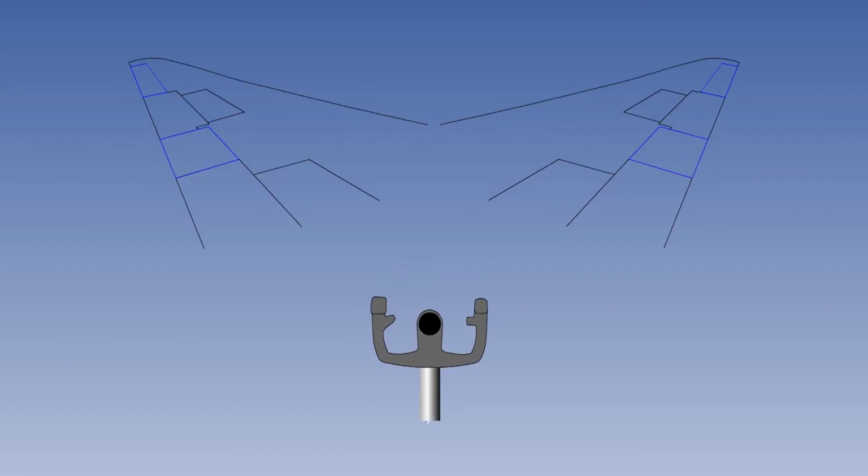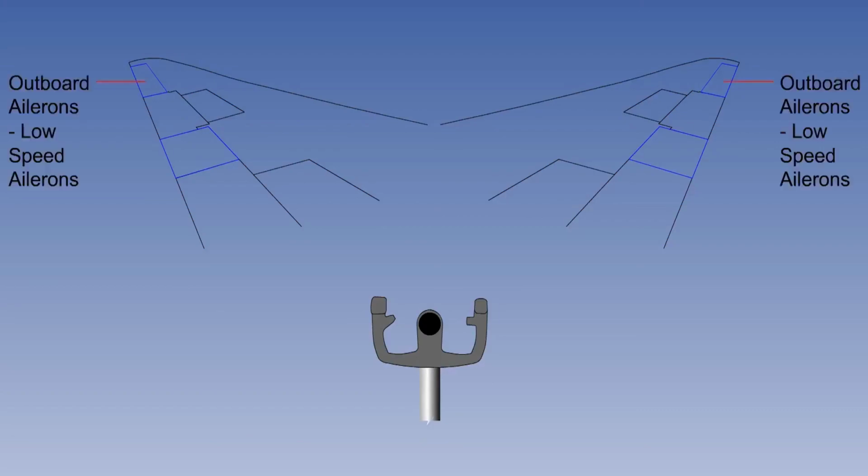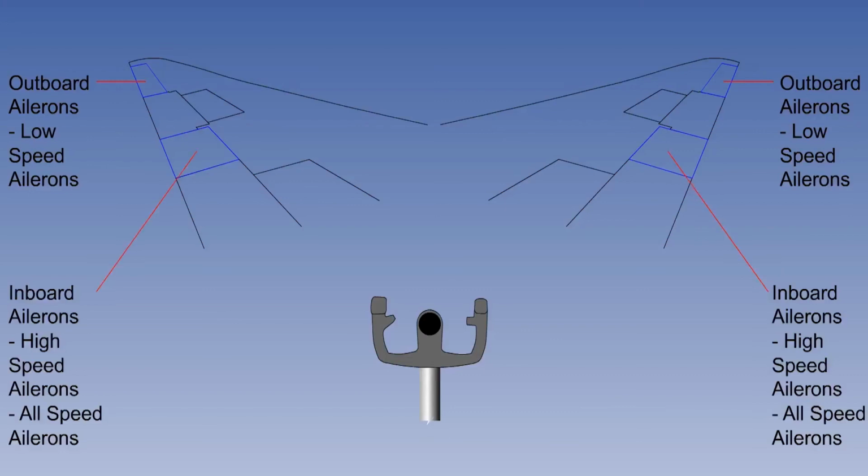To complete your understanding, please note the following. The reduction in outboard aileron movement with decreasing trailing edge flap angle is referred to as locking out the outboard ailerons, as in, flap retraction locks out the outboard ailerons. Outboard ailerons can also be called low-speed ailerons. Inboard ailerons can also be called high-speed ailerons or all-speed ailerons.